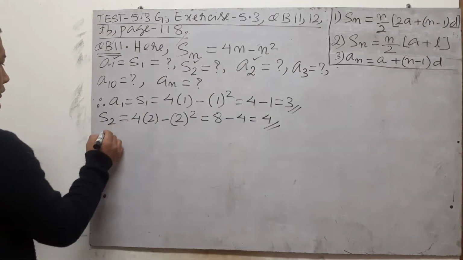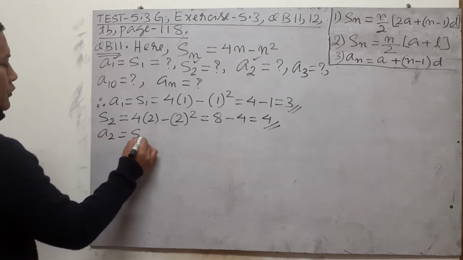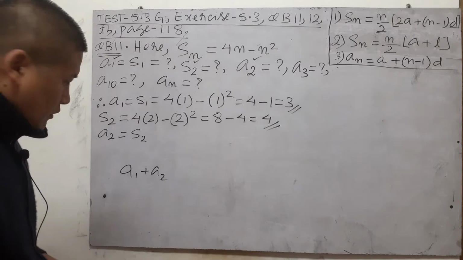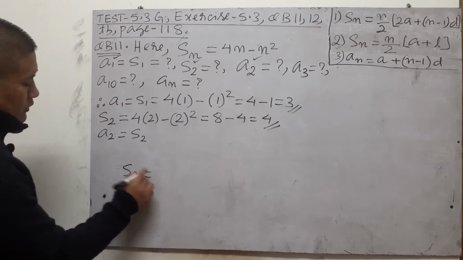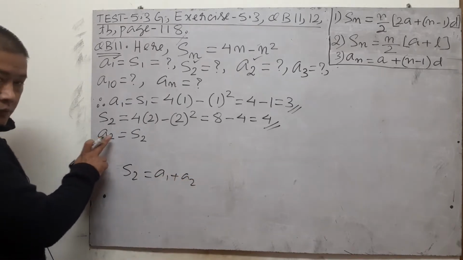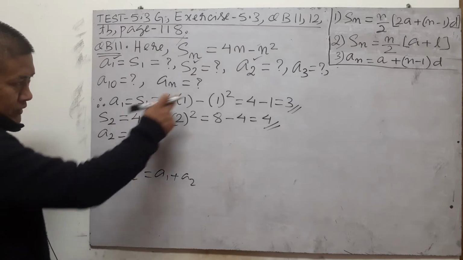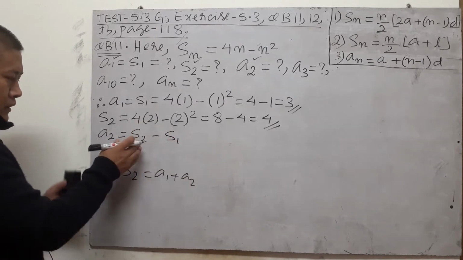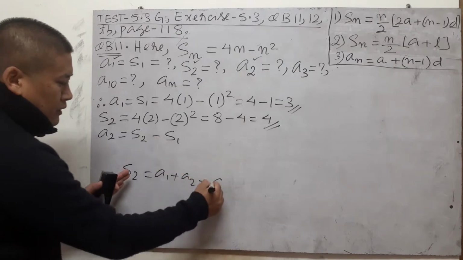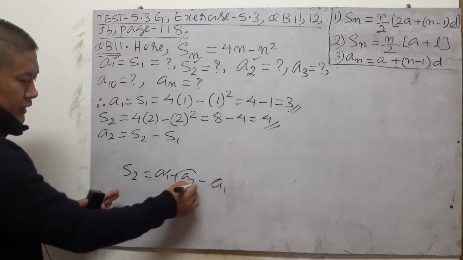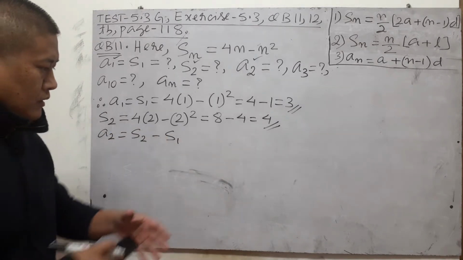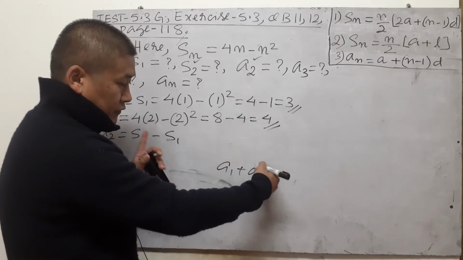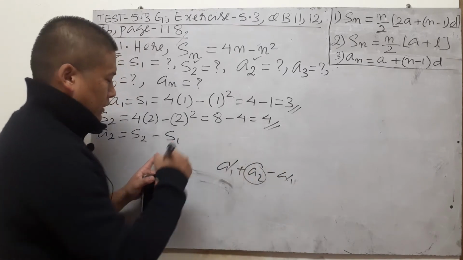Then A2, I want you to follow this. Second term A2 will be sum of two terms, because A1 plus A2 is the sum of the two terms. Oh, sorry. S2, sum of the two terms, is the first term plus second term. So I want you to follow the logic behind what we are doing. A2 will be sum of both the terms A1 and A2 minus sum of the one term, the first term. A1 plus A2 minus S1, means sum of the first term. So these two will cancel and give you A2. S1 means sum of the one term or first term, which is A1. So minus A1 plus A1, leaving you A2.